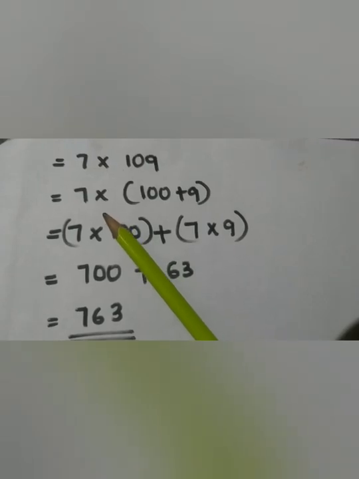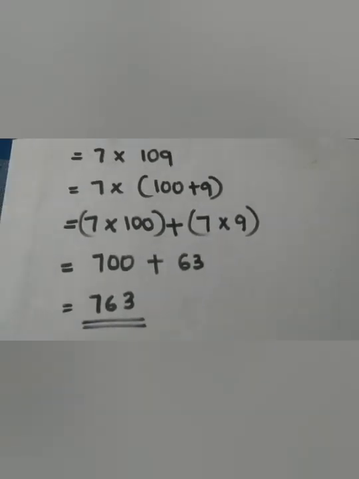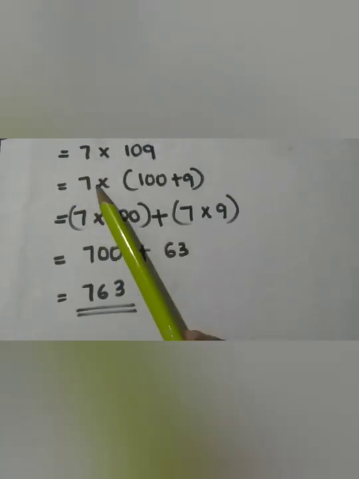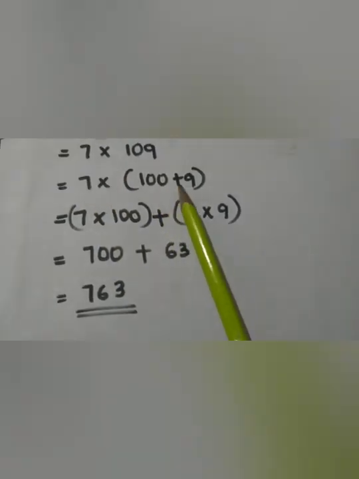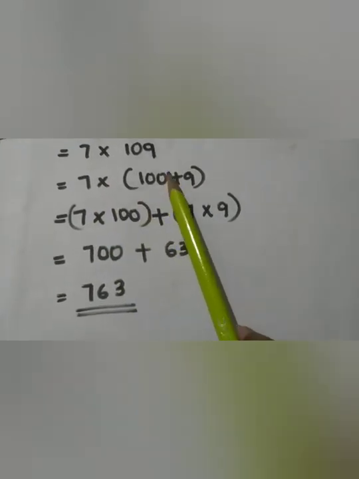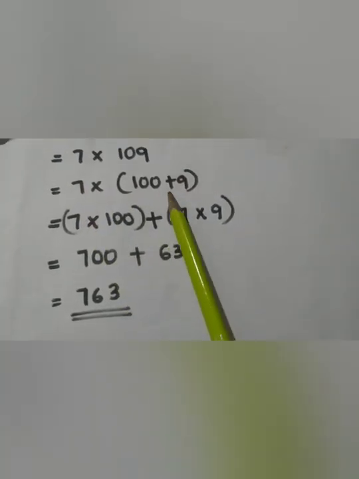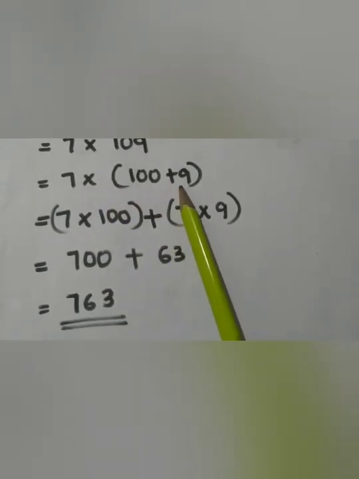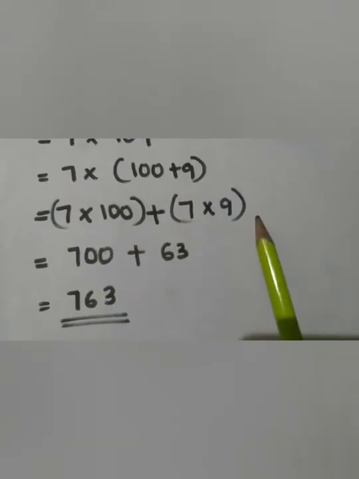Now what is that? 7 into (100 plus 9). Now this 7 is equally distributed to 109. This 7 should be given to both 100 and 9. So how can we give that? First give this 7 to 100. So 7 into 100. Plus. Again this 7 should be given to what? 9. So 7 into 9.